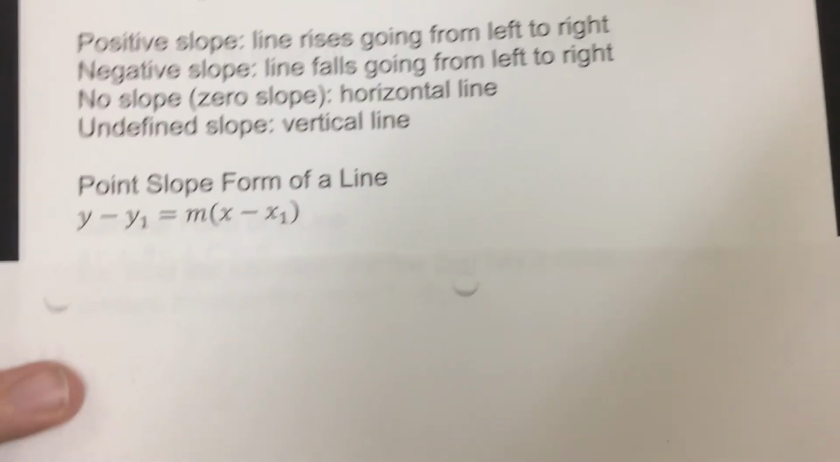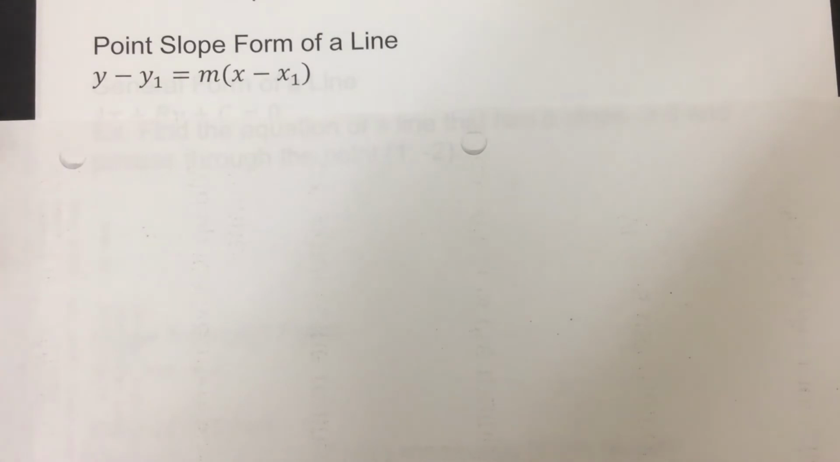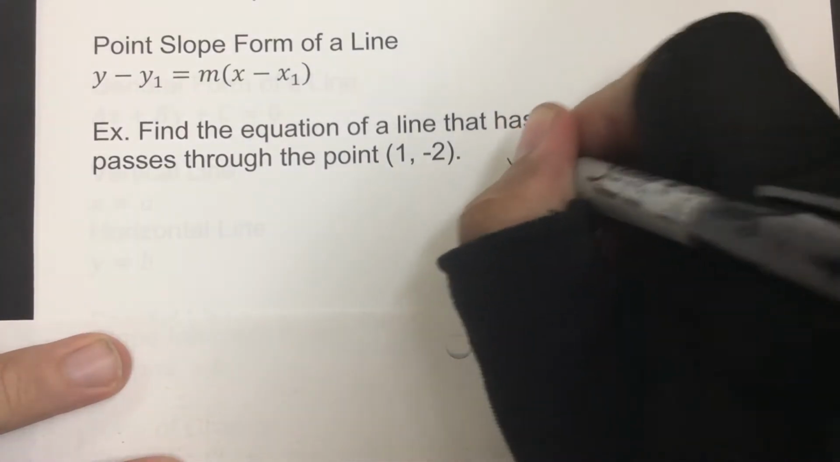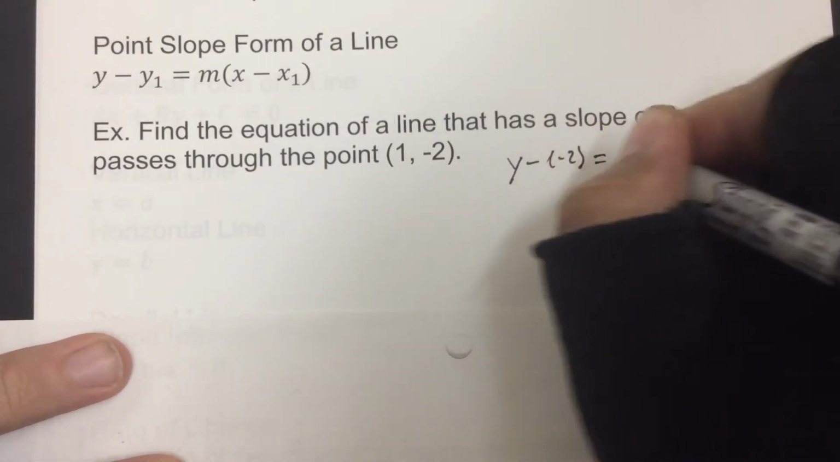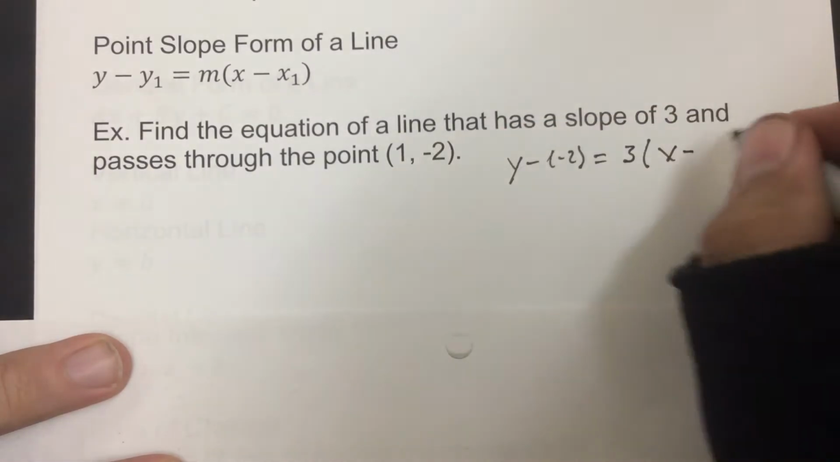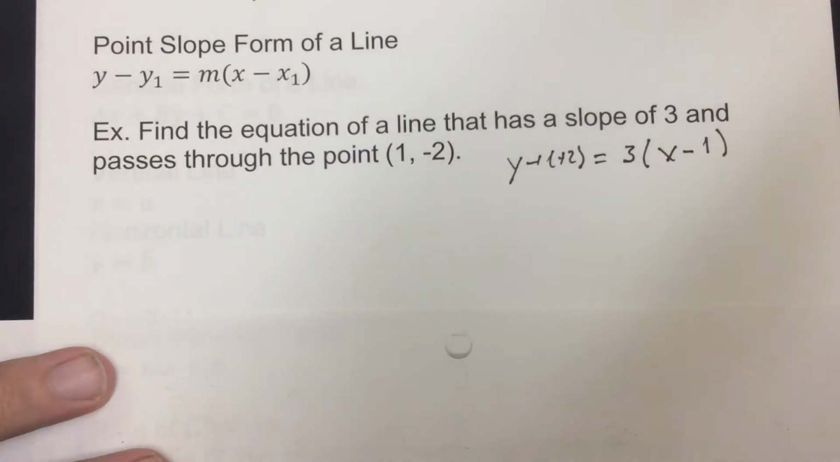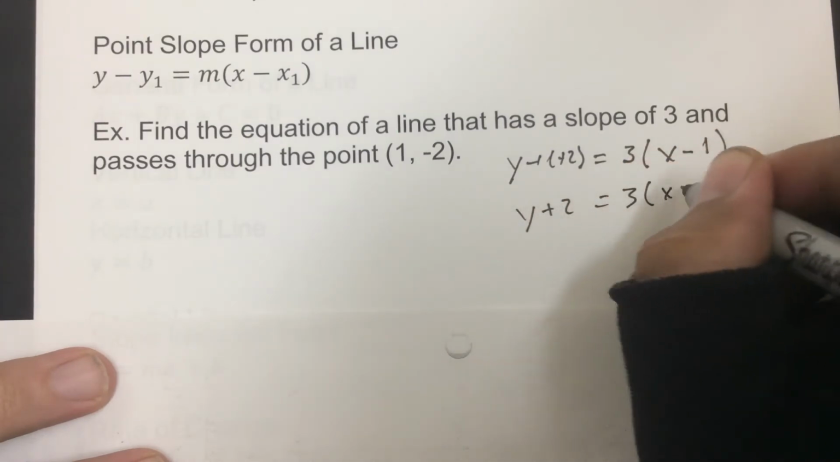Point slope form of a line is y minus y1 equals m times x minus x1. Your y1 and x1 are the coordinates of that point, and your m is your slope. So if we have something like this, we would fill in y minus the y, so minus a negative 2, equals our slope of 3 times x minus our x of our point, which is 1. These will cancel to be positive. So this is really y plus 2 equals 3 parentheses x minus 1.